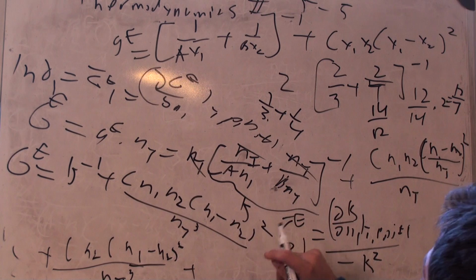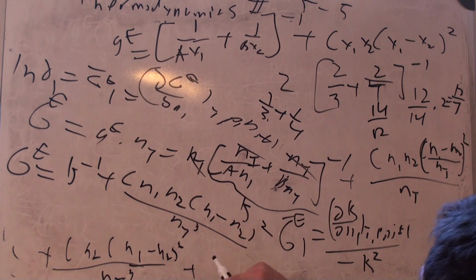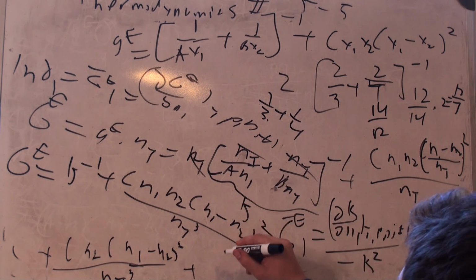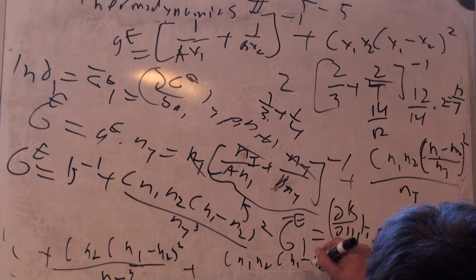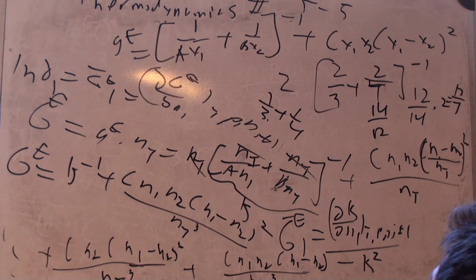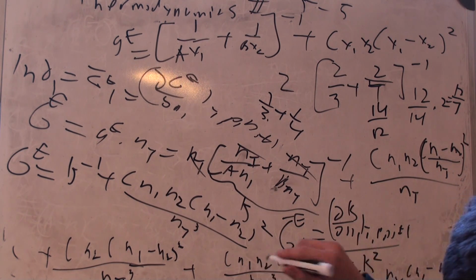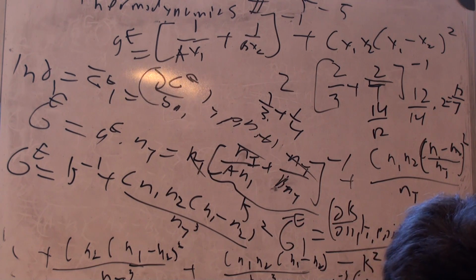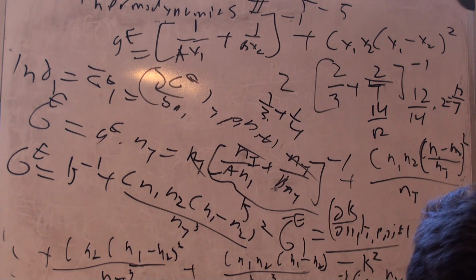There I have N1 minus N2 quantity squared. The derivative of this is 1 times the derivative of that thing. So I'm going to have C N1 N2 (N1 minus N2) all over N total cubed. Then I'm going to have the last one, which is this thing. So I'm going to have plus C N1 N2 (N1 minus N2) quantity squared times minus 3 all over N total to the 4th. Yikes.